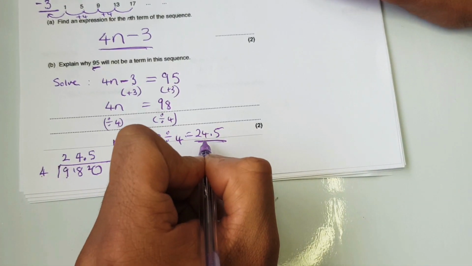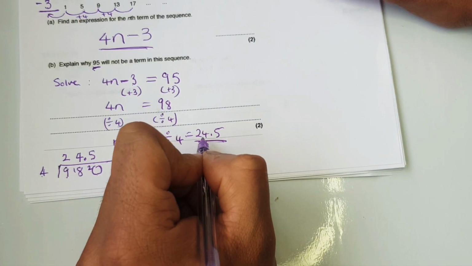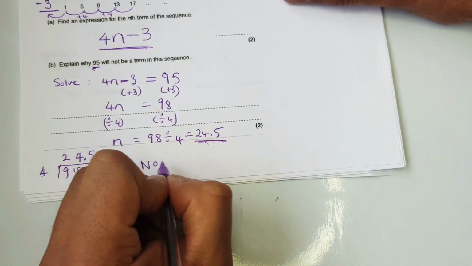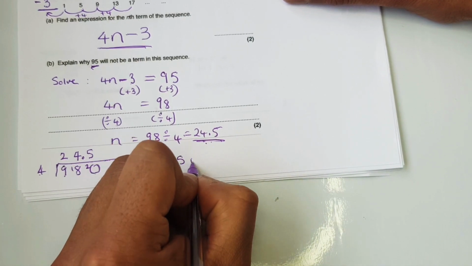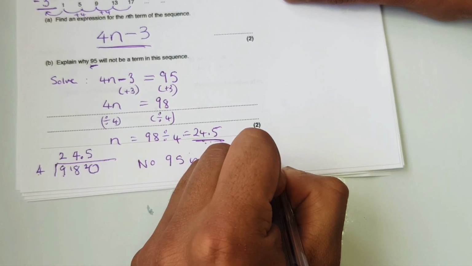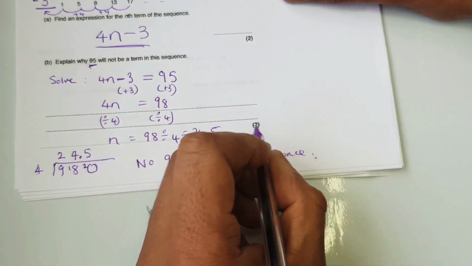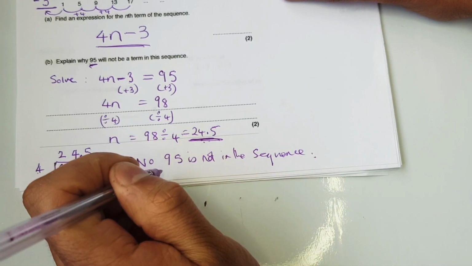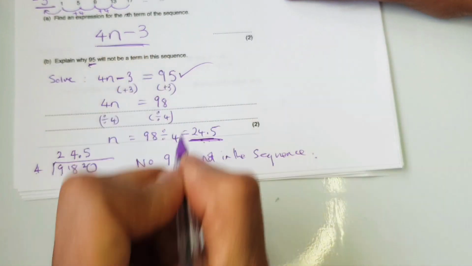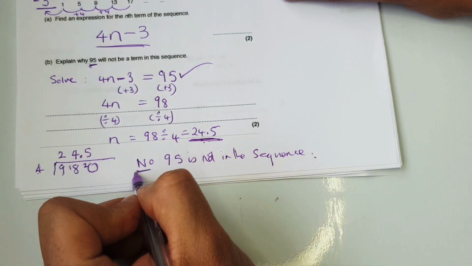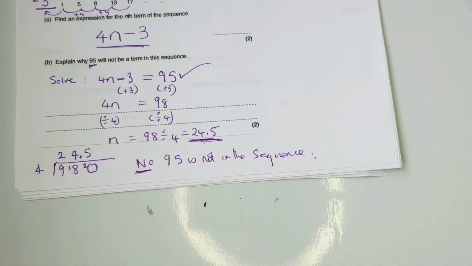So because this is a decimal and you can't have a 24.5 number, we say no, 95 is not in the sequence. It's because this cannot be a decimal, whereas if it was a whole number, then it would have been in the sequence. So you will get 1 mark for setting that up and 1 mark for finding 24.5 and saying no. If you just say no, you don't get the mark.